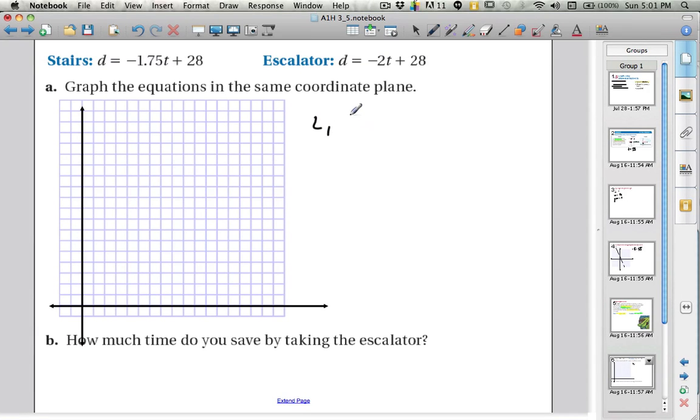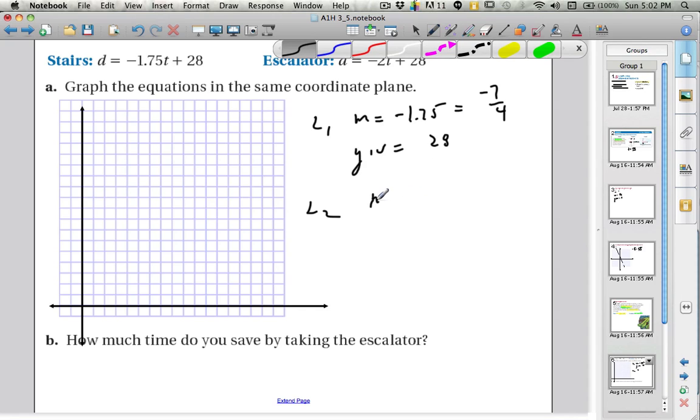for line 1, my slope is negative 1.75, right, which could be, let's see, 4 quarters and 3/4, that's negative 7 quarters. I find that a little easier to work with slope. And my y-intercept is 28. And for the second line, my slope is negative 2, and my y-intercept is also equal to 28.